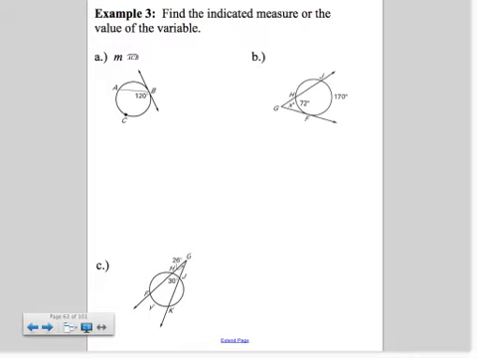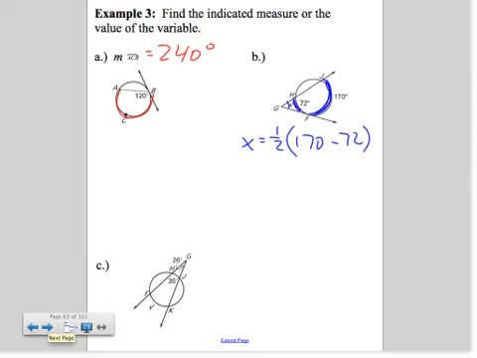If I look at part A here, it says the measure of arc ACB. To find the measure of the arc, all you do is double that angle. So 2 times that is 240 degrees. Part B, angles outside the circle. I know the angle is equal to 1/2 the difference of the arcs. You'll always do the arc furthest away from the angle, and then the arc nearest the angle. So x equals 1/2 times 170 minus 72, which is 98, and half of 98 is 49.